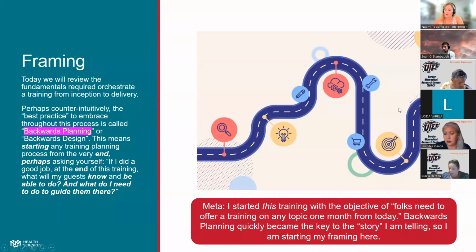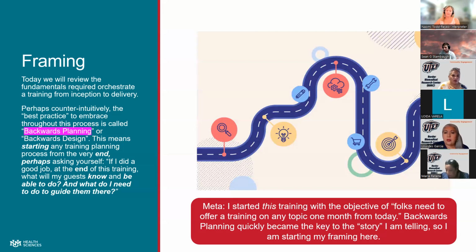So for today's training that you are all participating in, here's the framing for today. Today, we're going to review the most important fundamental pieces of information and skill that are required to orchestrate a training from inception to delivery. And there's a lot that goes in that. So we are going to speed through some things, but this should give you a good overview of the steps you need to take to successfully plan and deliver any training for any training need that you or your organization may have.